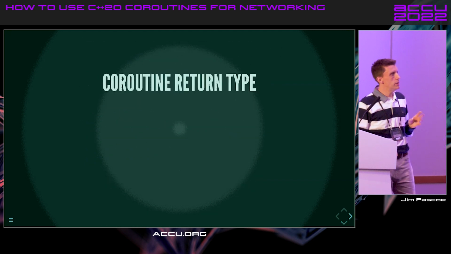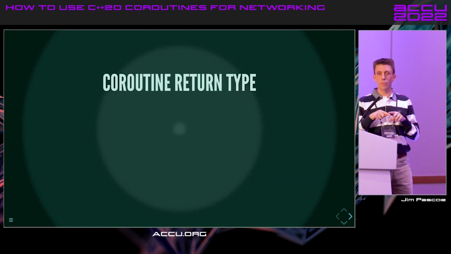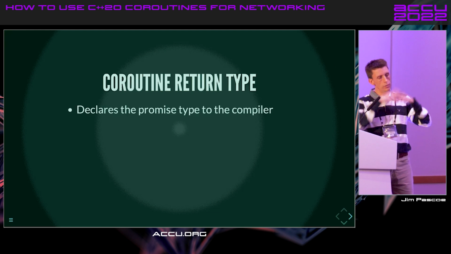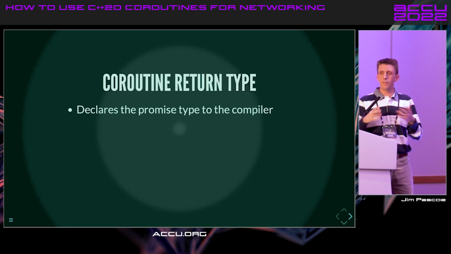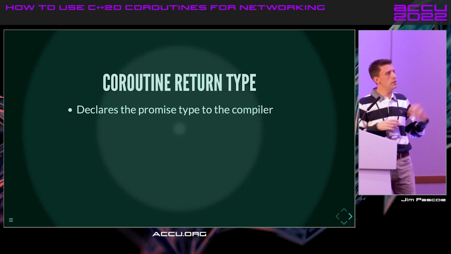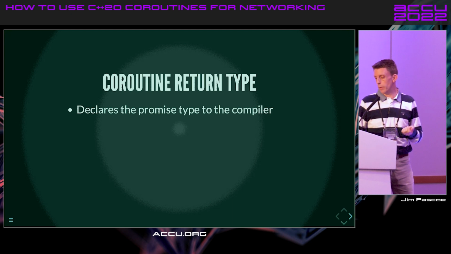Okay, so the coroutine return type. I mentioned before when we looked at the coroutine example that you have this class and there is a lot of interaction between the compiler and the coroutine. At the moment, you have to produce this thing. Very often they've got names like task or generator, and you'll see them in various examples. If you dig into them, one of the primary things they're doing is declaring the promise type to the compiler.